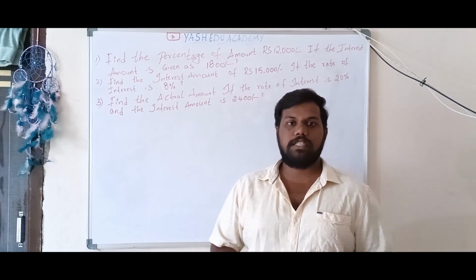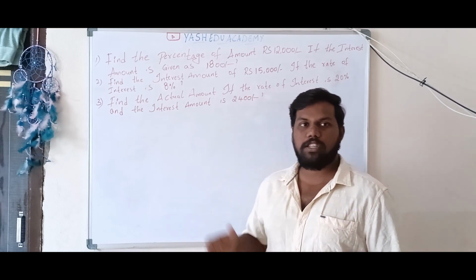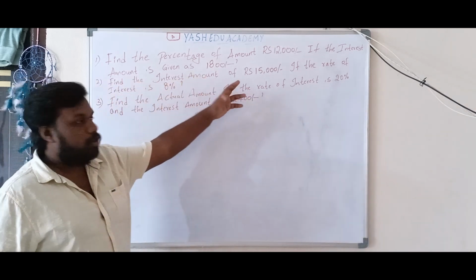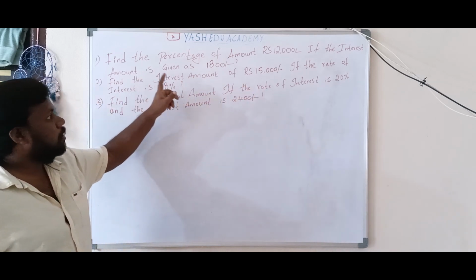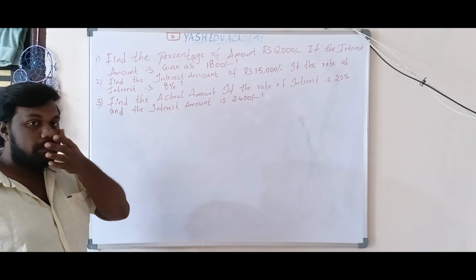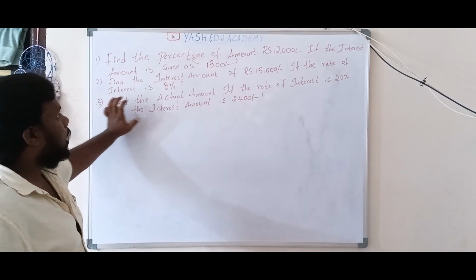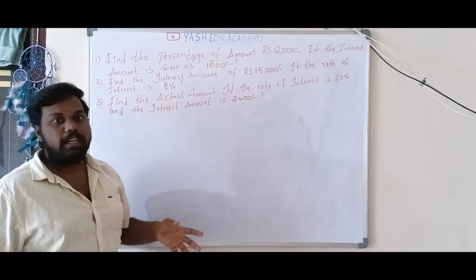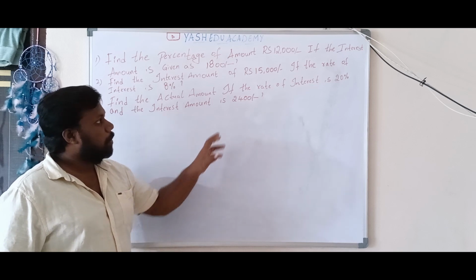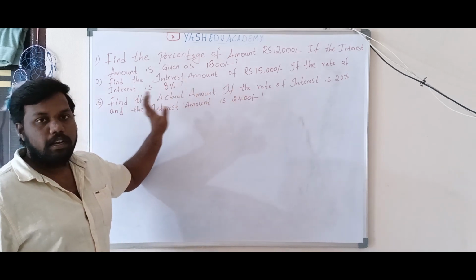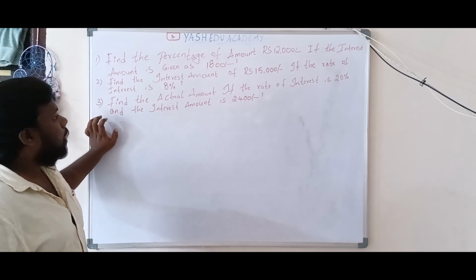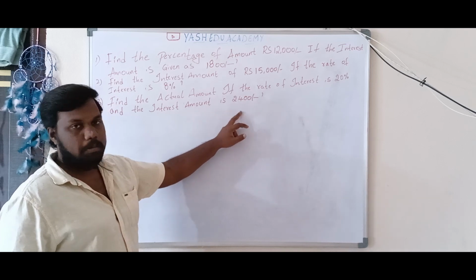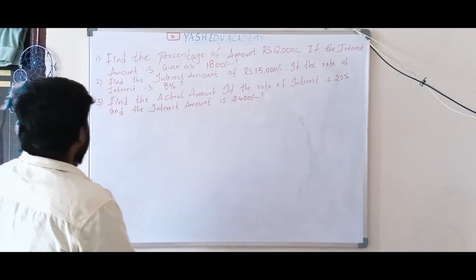Today in this video we are going to discuss the topic of finding percentages. Here are the questions. The first question is finding the percentage of the amount 12,000 if the interest amount is given as 1800. We should find the interest. And the second question, find the interest amount of 15,000 if the rate of interest is 8%. So we need to find the total interest amount based on the actual amount and interest amount. And now third question, find the actual amount. We should find the actual amount based on the given interest and the interest amount. Okay, let us get into the video.